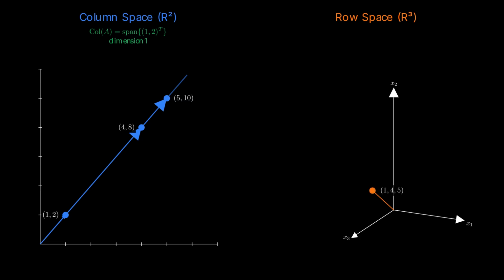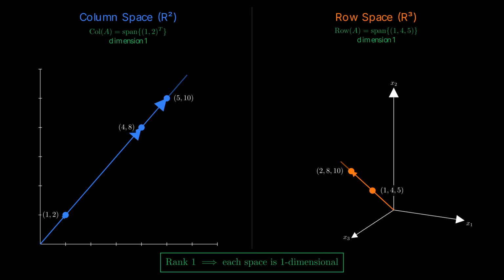Now look at the row space. The rows of A are 1, 4, 5, and 2, 8, 10. Each is a multiple of 1, 4, 5, since 2, 8, 10 is just 2 times 1, 4, 5. So the row space is also spanned by a single vector, and it too is one-dimensional, a line through the origin in R3. Rank 1 means both the column space and the row space are one-dimensional.